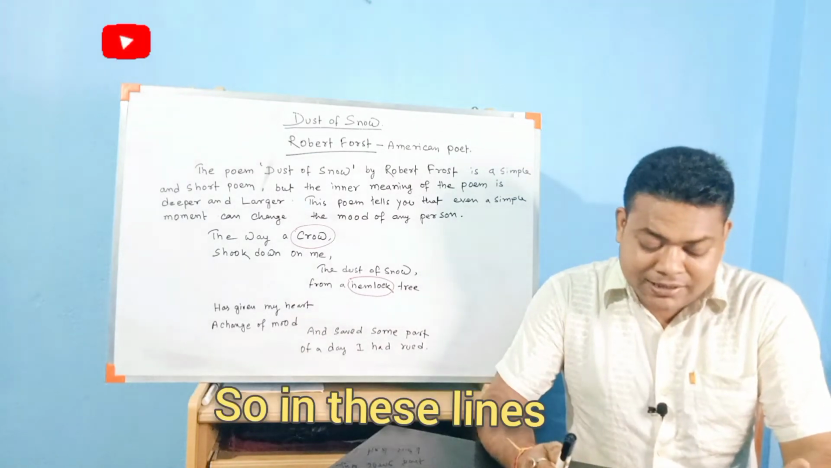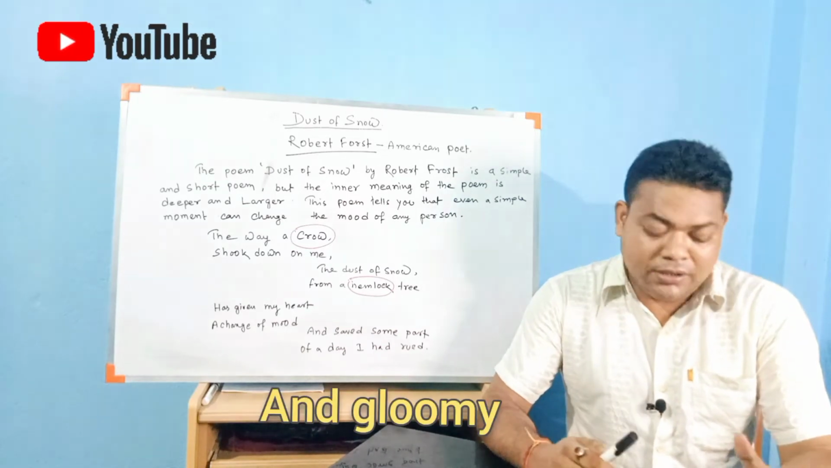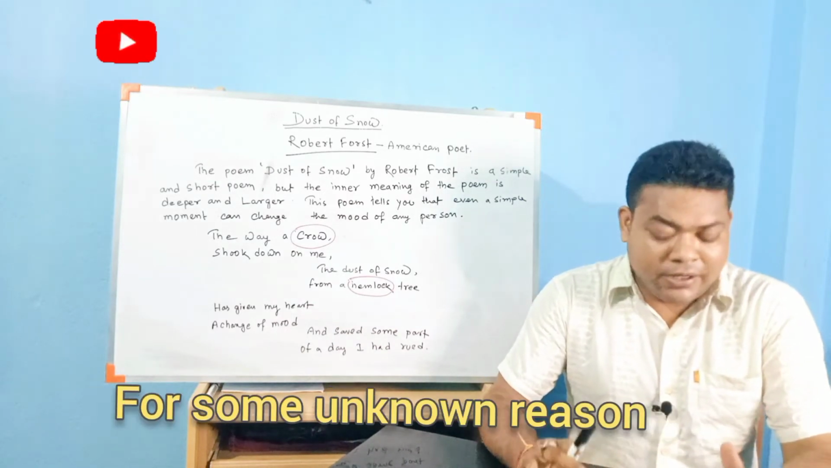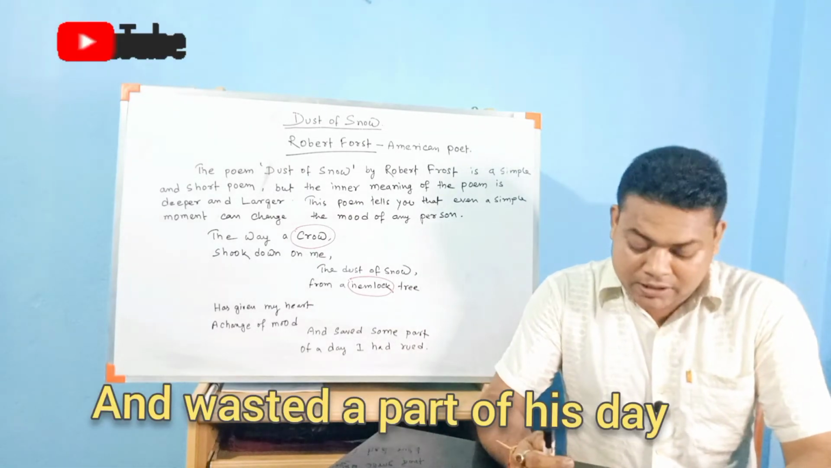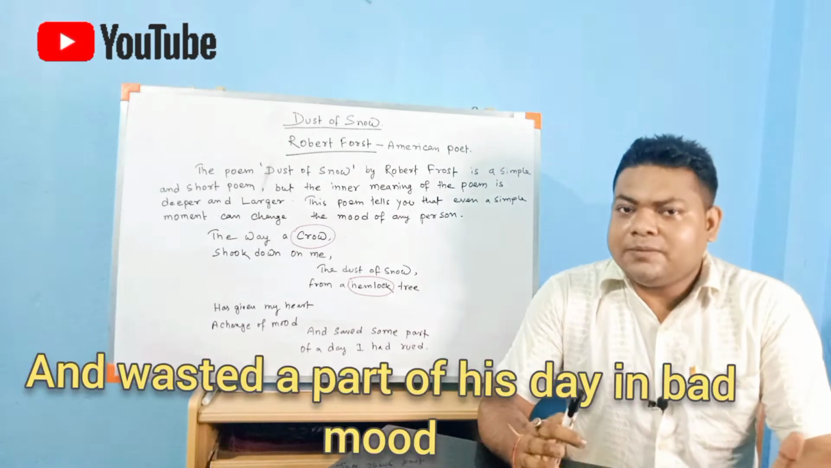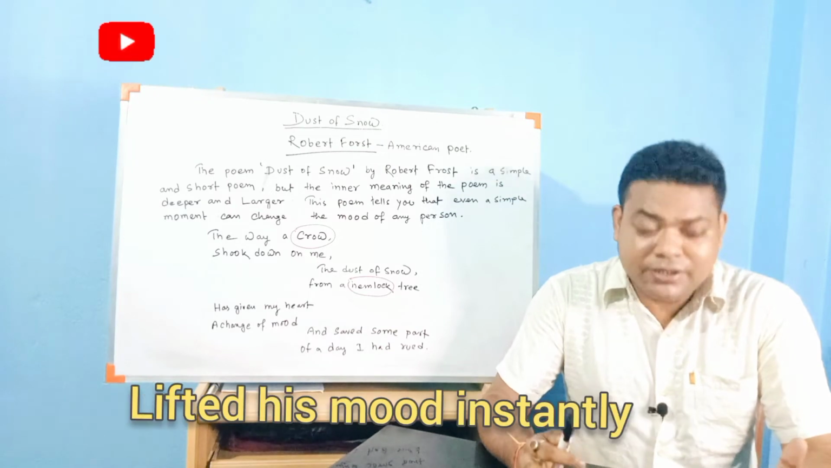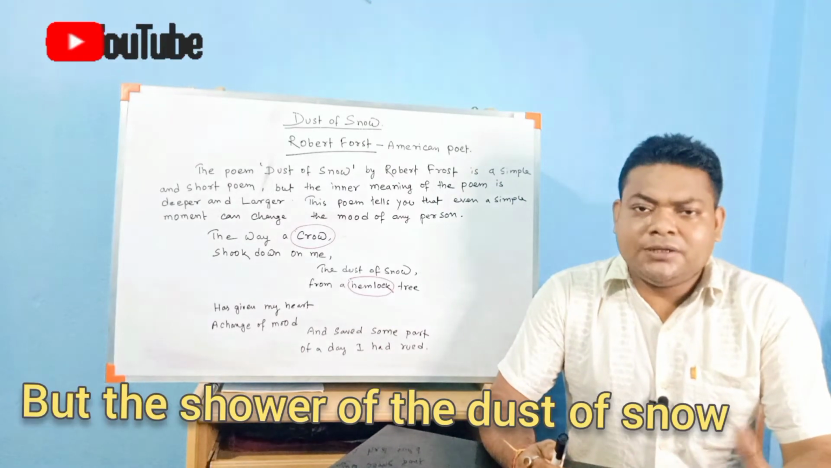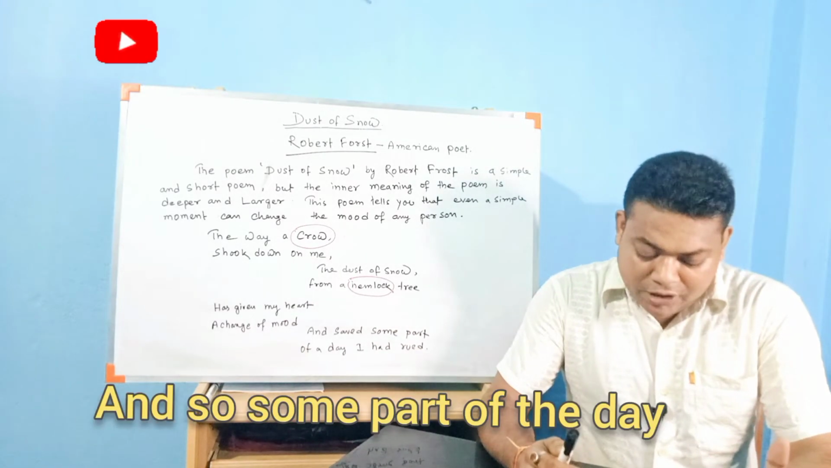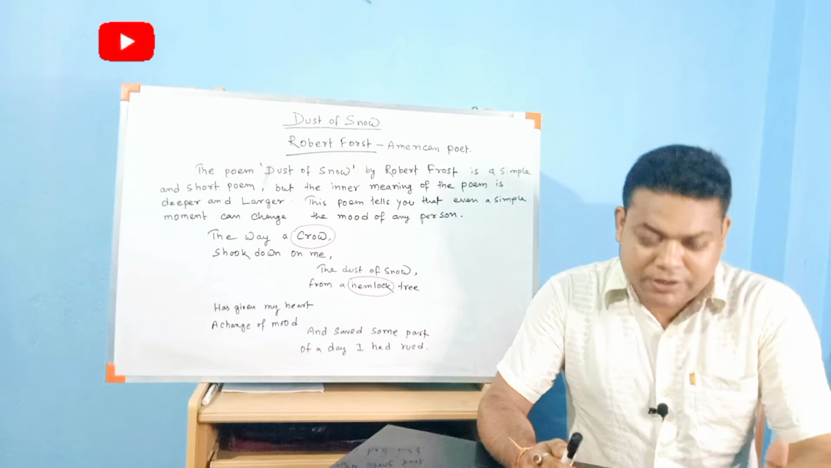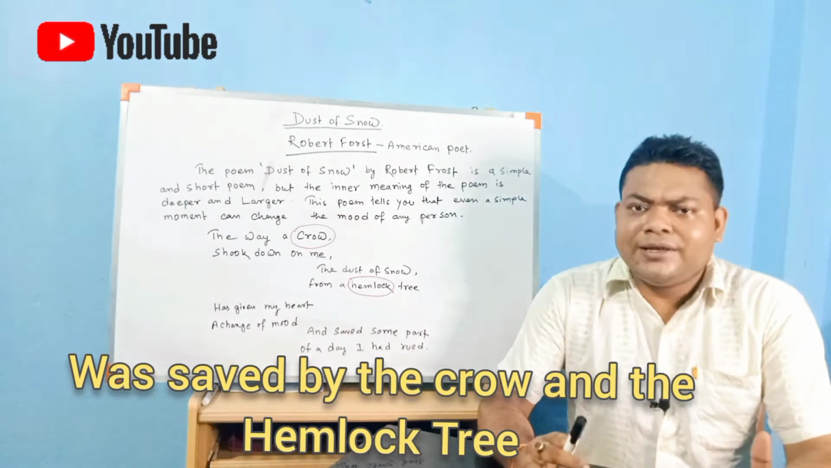So in these lines of the poem, for some unknown reason, the poet was disappointed and gloomy and wasted a part of his day in a bad mood, but the shower of dust of snow lifted his mood instantly. So some part of the poet's day was saved by the crow and the hemlock tree.